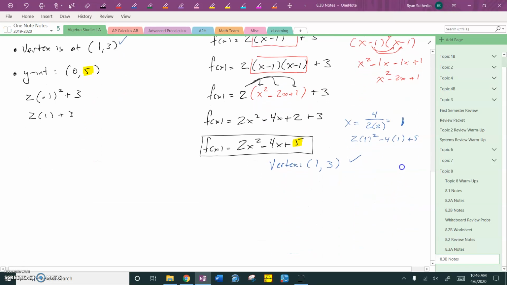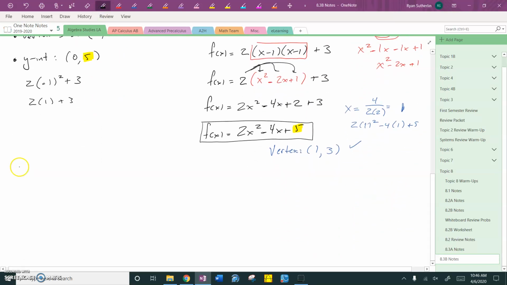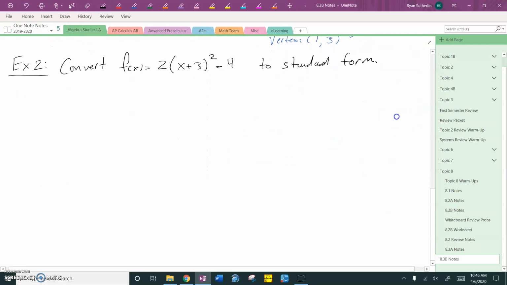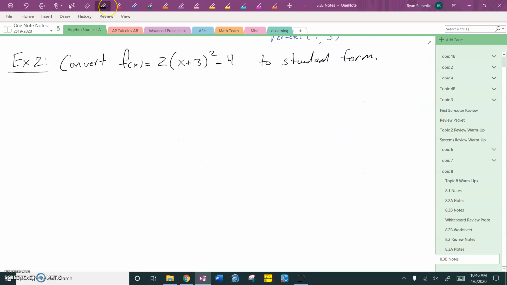So let's try one. I don't want you to do any of the analysis. All I want you to do is convert f of x equals 2 times x plus 3 squared minus 4 to standard form. So pause the video and see if you can do that, and then unpause and come back and let's see how you did. All right, let's take a look.